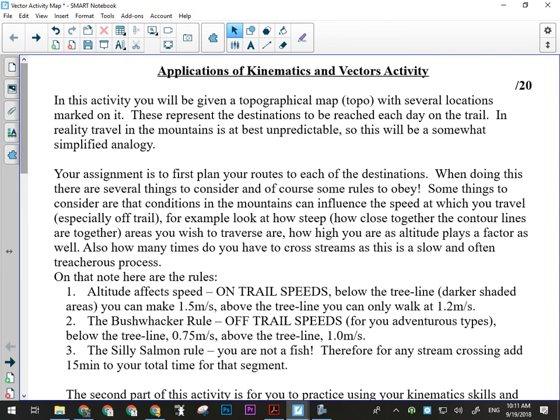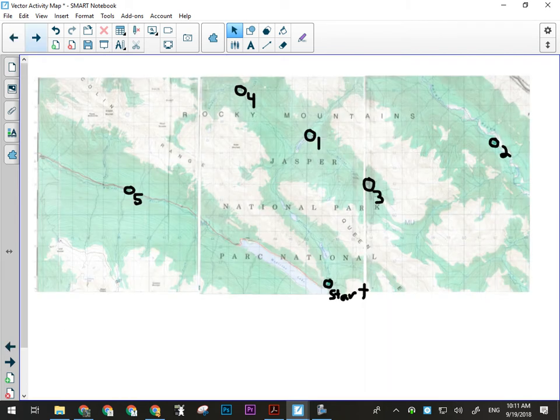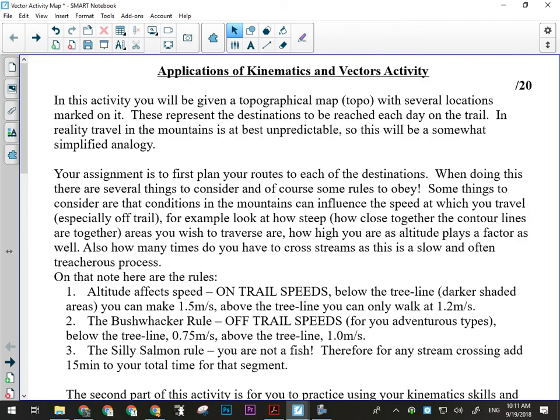All right, so here are the rules. Rule number 1: altitude affects speed. If you are on a trail below the tree line, that's the green area, below the tree line. You guys know what the tree line is, right? When you look at the mountains, you see where the trees end. That's the tree line. So if you are on the trail below the tree line, you are in the green area on a dotted line.